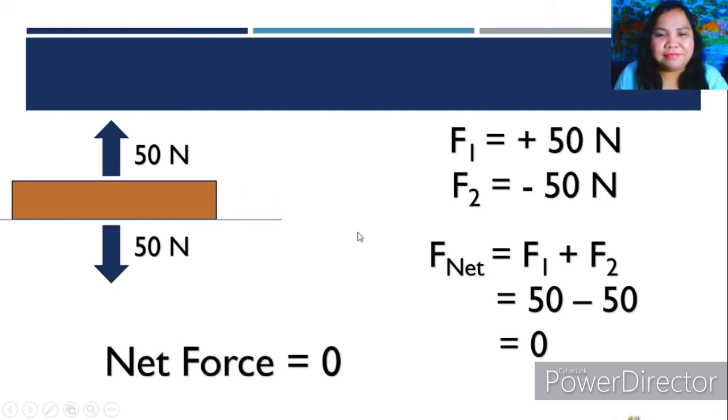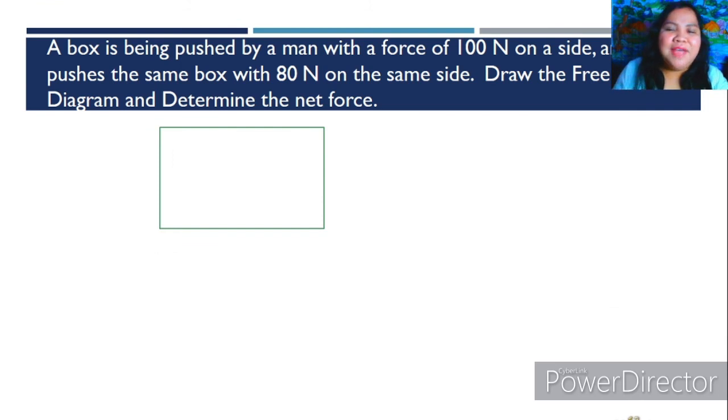Okay, let's proceed. So I have here an example or a problem. I hope you can solve this one. A box is being pushed by a man with a force of 100 newtons on the side, and a boy pushes the same box with 80 newtons on the same side. So the boy and the man is pushing the same box on the same side, but they have different forces. So draw the free body diagram and determine the net force.